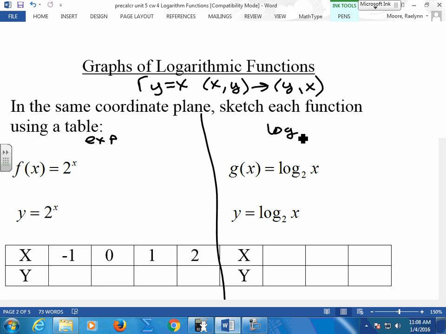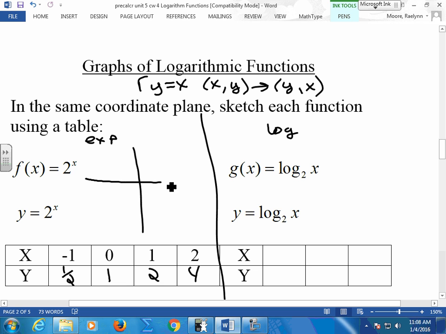First thing I'm going to look at is my exponential graph. I'm just going to plug some values in here. So a -1 causes me to take the reciprocal, not to be a negative. Anything to the 0 power, 1. To the 1, 2, and 2 squared, 4. So if you recall before the break, whenever we graphed an exponential function, it kind of had this pattern, right?